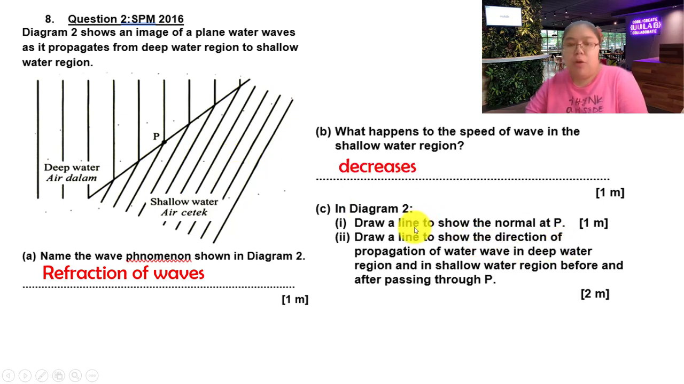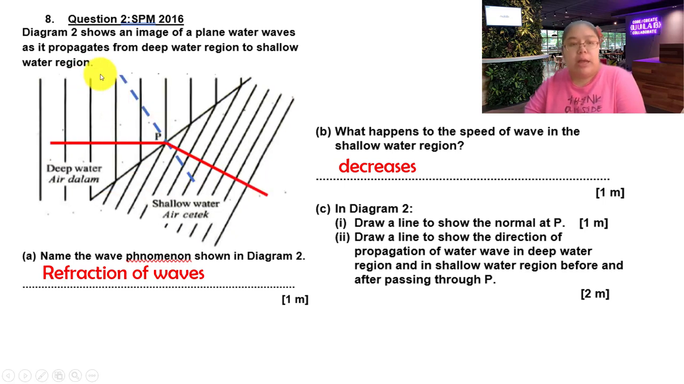Then we draw the line to show the normal at P. So you need to draw the normal line here. Number two, you need to draw the line to show the direction of propagation of the wave in the deep water to the shallow region. After you draw the normal line, when the wave passes from deep to shallow, it will bend towards the normal. So from here, I show how to draw. After drawing the normal, this one is a ray going straight until it touches P. Now two different regions, deep and shallow. You find it will bend towards the normal. So this one is 2 marks.